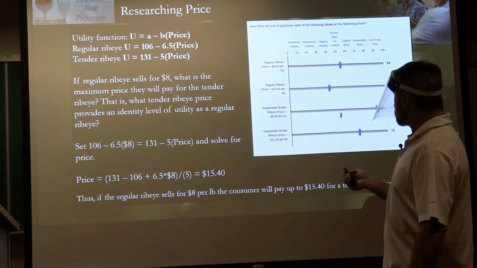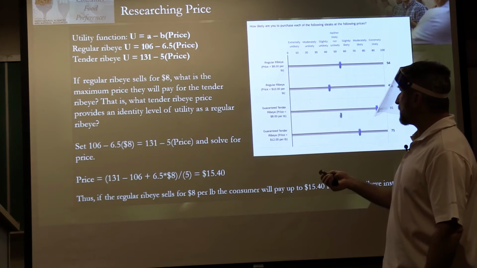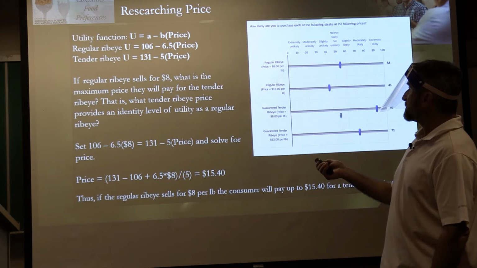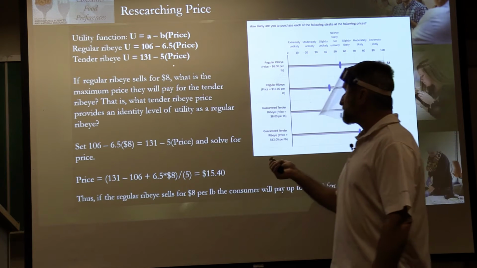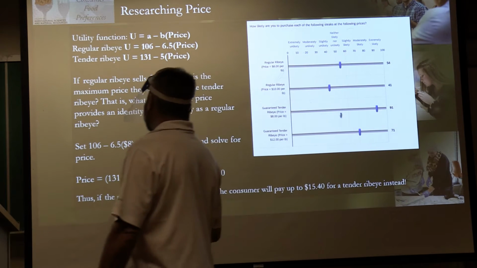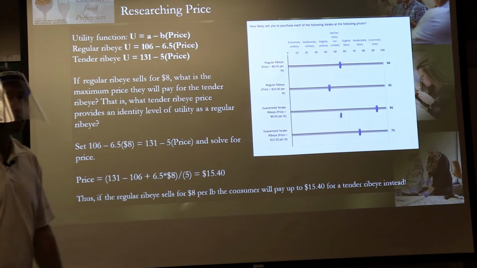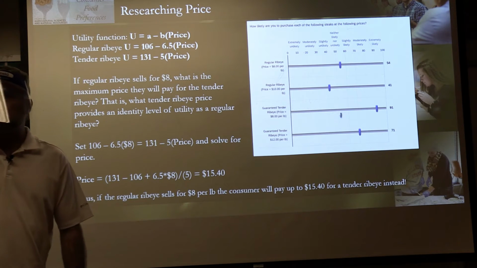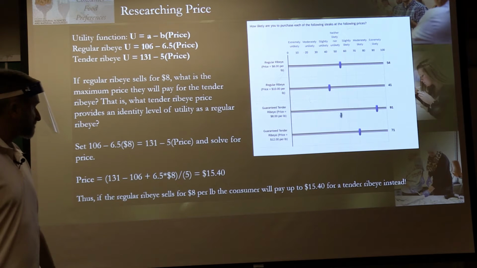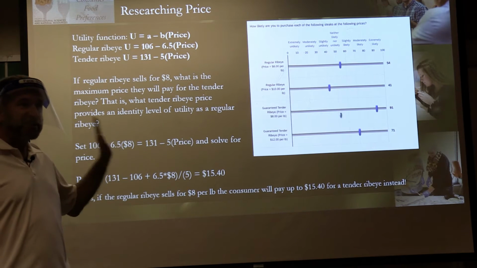And so you have to do the same thing we do here, is you find what level of price. You plug in a price of 8 for regular ribeye, figure out what price of the tender ribeye causes the 2 utilities to equal one another. And whatever that price is, that's the maximum willingness to pay for that person. So it's exactly like this.